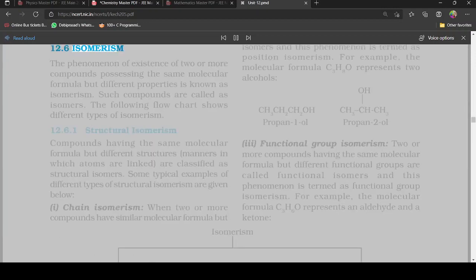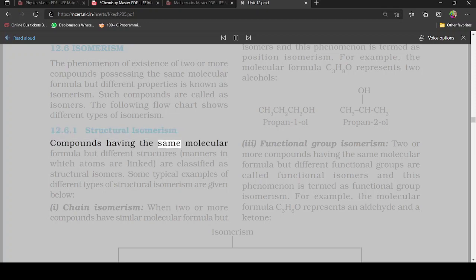12.6 Isomerism. The phenomenon of existence of 2 or more compounds possessing the same molecular formula but different properties is known as isomerism. Such compounds are called isomers. The following flow chart shows different types of isomerism. 12.6.1 Structural isomerism.